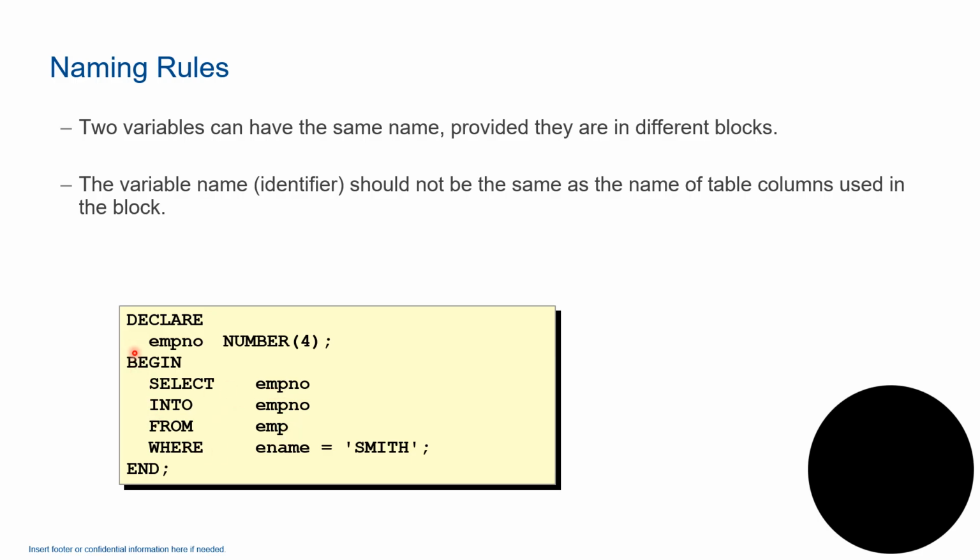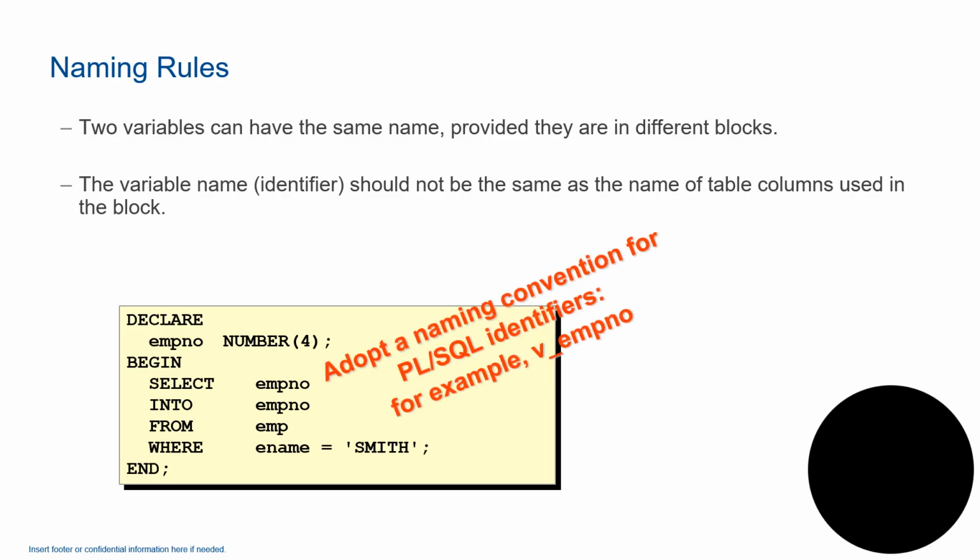So we can write something like v_employee_number, which is of number, and then we can fetch its value into this, whatever the conditions are there. Adopt a naming convention for PL/SQL identifiers, for example v_employee_number.